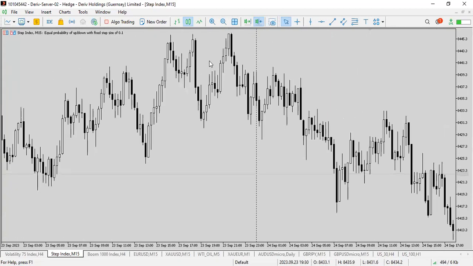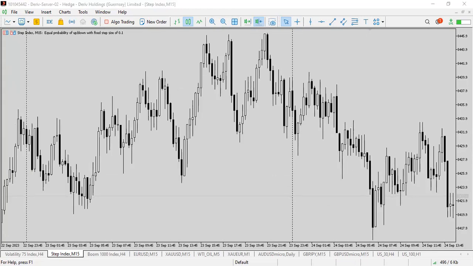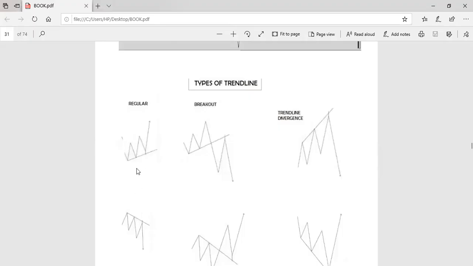So then there's a powerful one here. That is another pattern of a trend line. Another type of trend line. So that is for this. I've shown you different patterns of this. Now we go to breakout, then we go to trend line divergence.